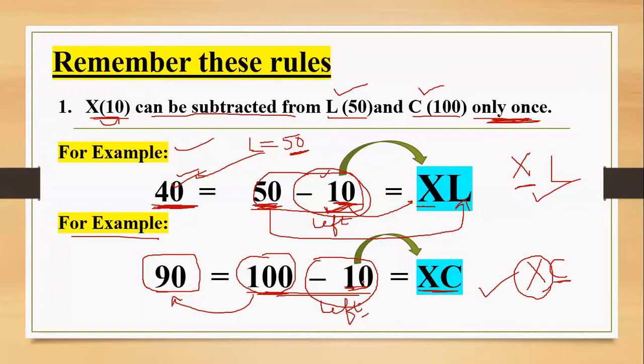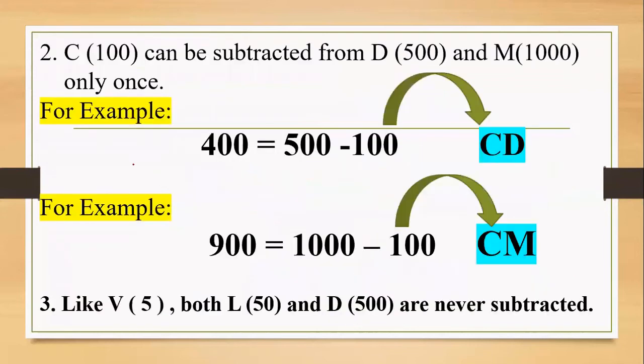Okay, because we have subtracted, you have to write the smaller value symbol on the left side. Rule: C is equal to 100. So C can be subtracted from D, and keep in mind that C, whose value is 100, can be subtracted from bigger values. These are the bigger values, so we can easily subtract C from D and M.